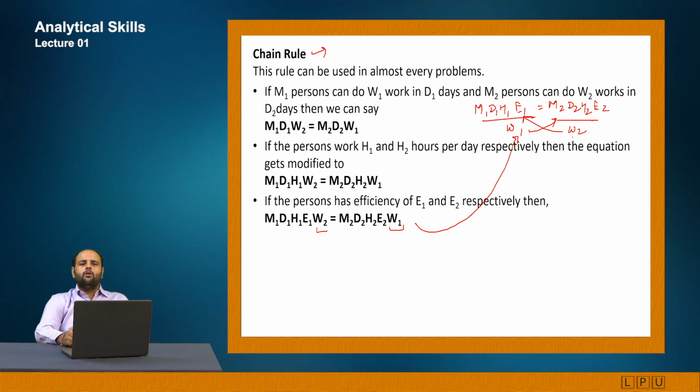If the question contains only men and days, then it will be M1 D1 upon W1 is equal to M2 D2 upon W2. If they use hours, then we will include the hours. If they use efficiency, then we will include the efficiency. So just remember this formula and put down the values that are given in the question only. Okay, the rest will be removed.